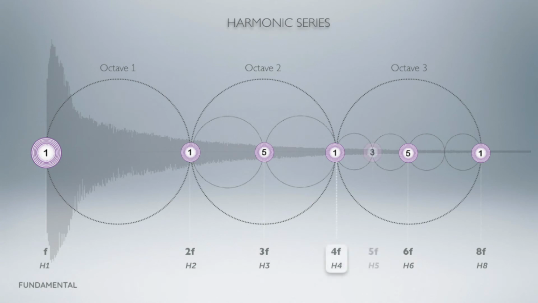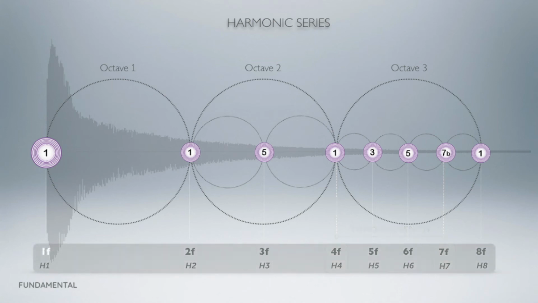The space between H4 and H5 defines the major 3rd interval. H5 corresponds to the 3rd scale degree of the major scale. Finally, the space between H4 and H7 introduces the interval of the minor 7th. H7 corresponds to the flat 7th scale degree of the major scale. As you can see, the harmonics of a sound correspond to an arithmetic progression.